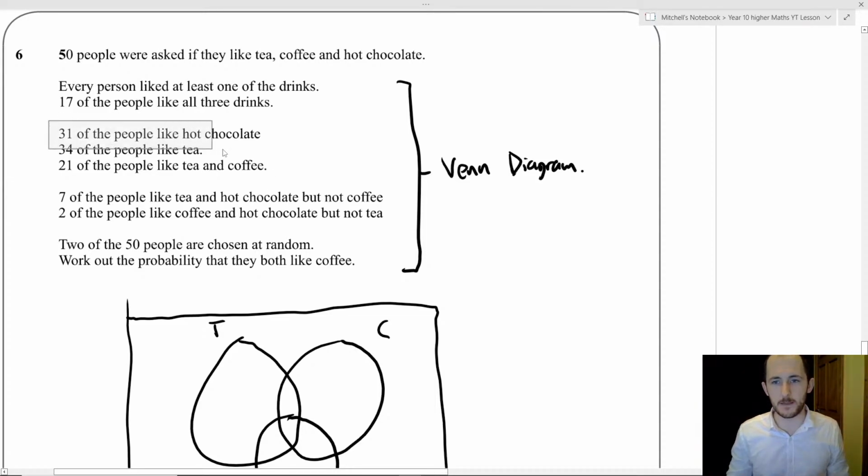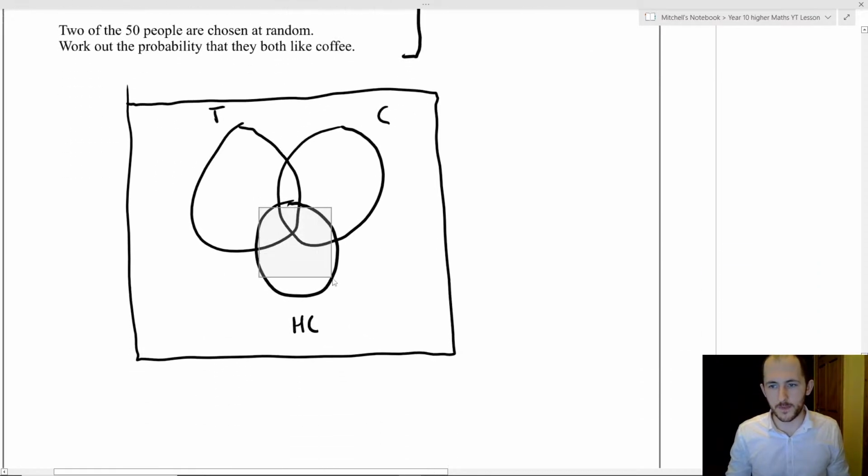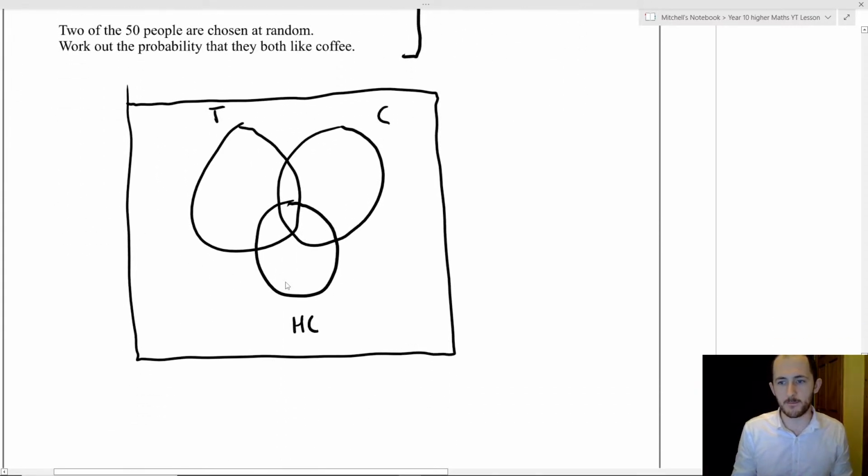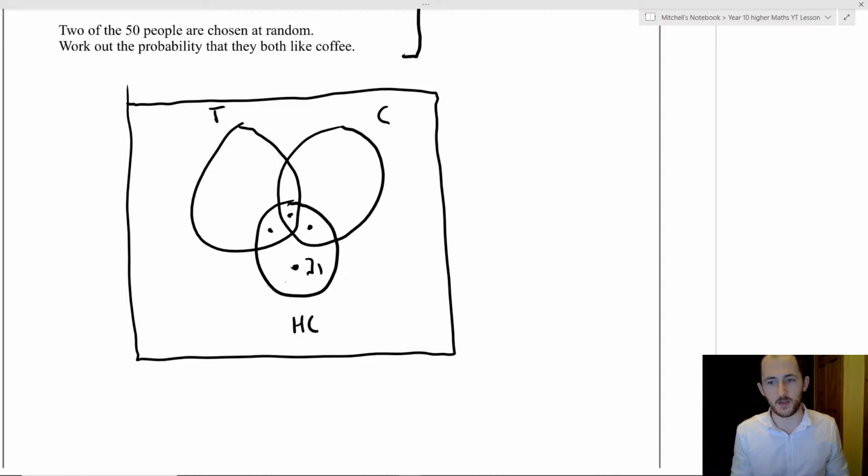So, for example, 31 people like hot chocolate, right? That's what it tells me. So all of the numbers in the hot chocolate circle should add up to 31. We're going to have a number here, here, here, and here. All four of those numbers should add up to 31. So starting from the outside is basically impossible. I can't write 31 here because that's not true. The total is 31. So you need to look at the unions and the intersections.